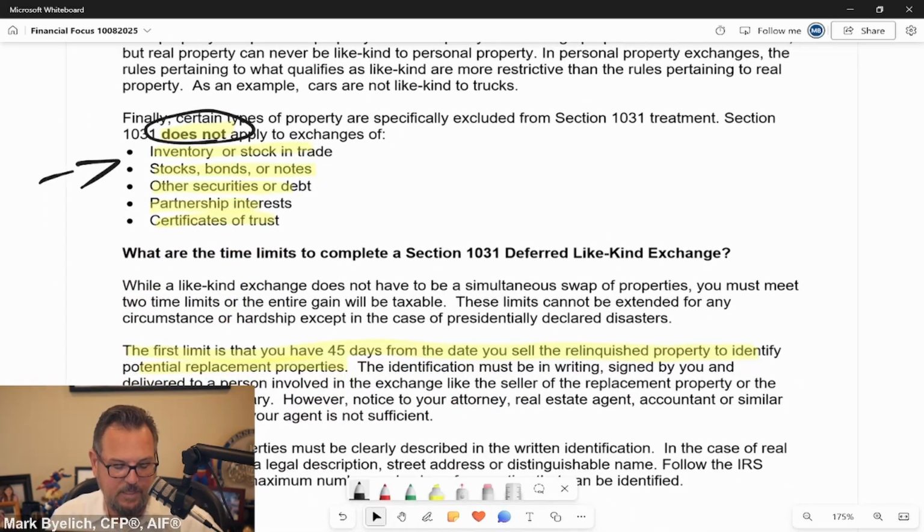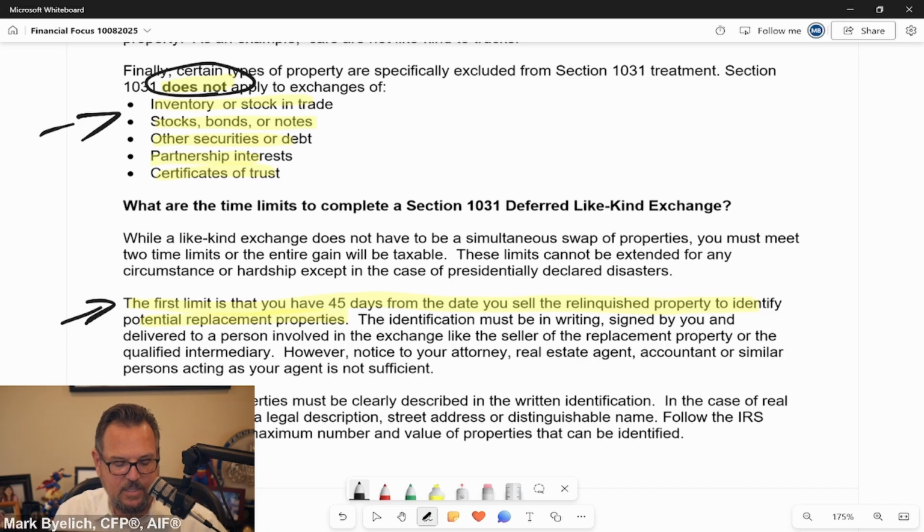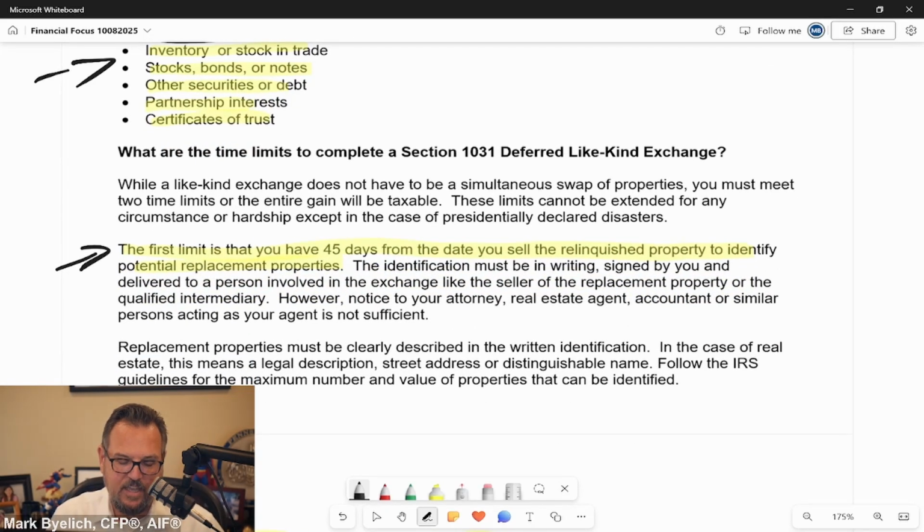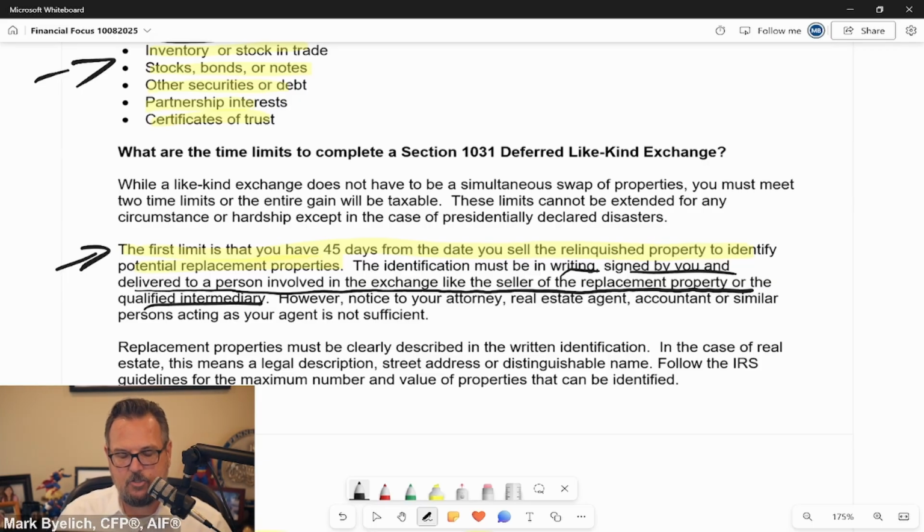There are time limits. The first time limit to pay attention to is that you have 45 days from the date you sell the relinquished property to identify potential replacement properties. Honestly, you should be doing these things simultaneously, because 45 days is no time when you're talking about potential investment properties. The identification must be in writing, signed by you, and delivered to a person involved in the exchange, like the seller of the replacement property or the qualified intermediary. This is that qualified intermediary I talked about.